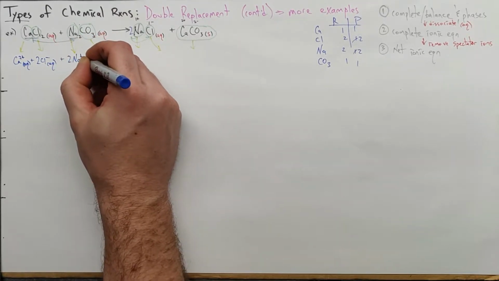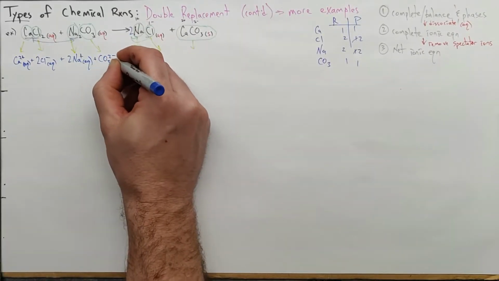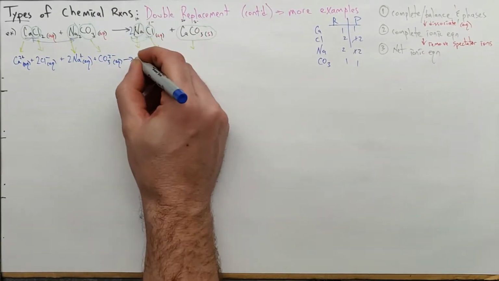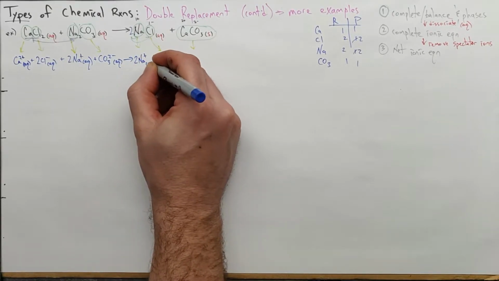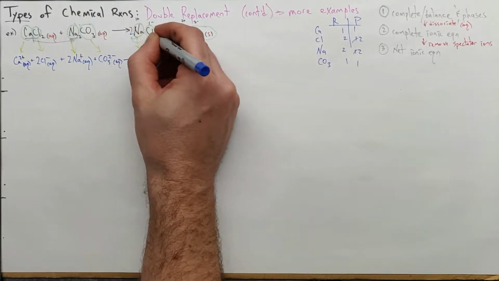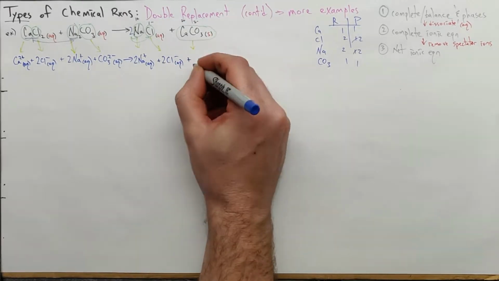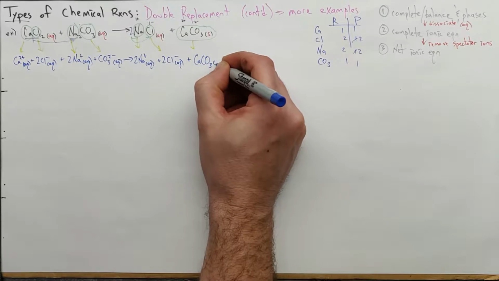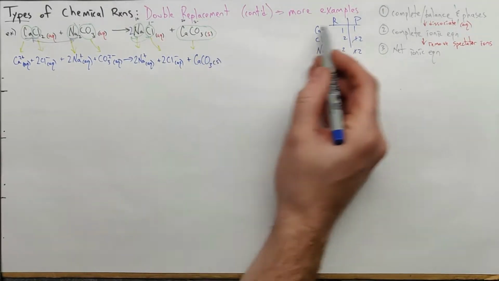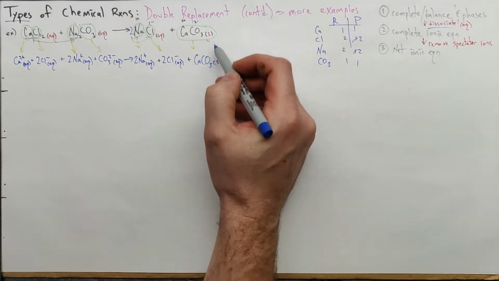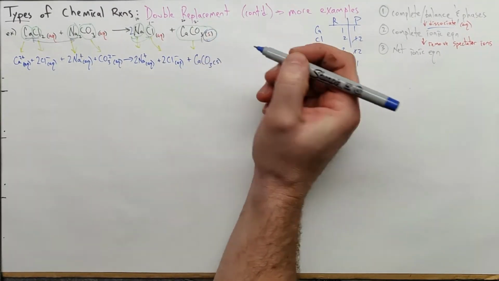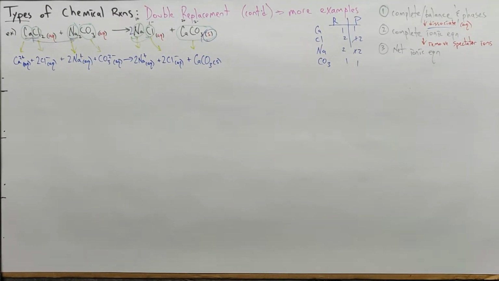We've got 2 sodium ions, and we've got 1 carbonate ion. That is that side. I have 2 sodium ions, and 2 also applies to the chlorides, 2 chloride ions, and whatever's left, which is our calcium carbonate. And again, the reason I did not dissociate it is because it's not aqueous, it's a solid, all right? So that's a very important factor right there. We need to identify our spectator ions so we can write our net ionic equation.